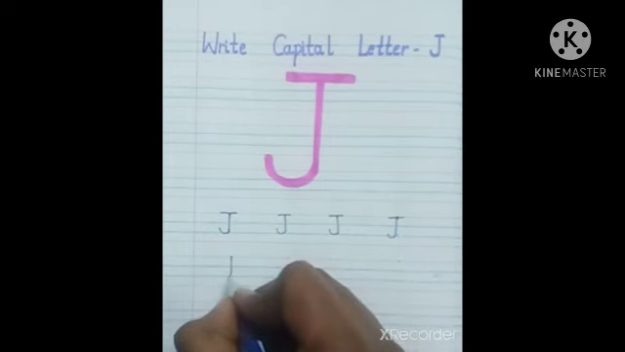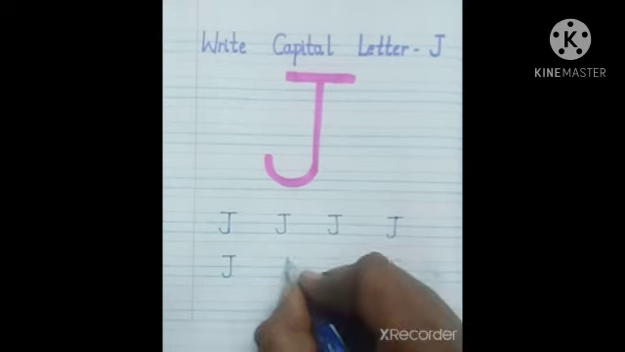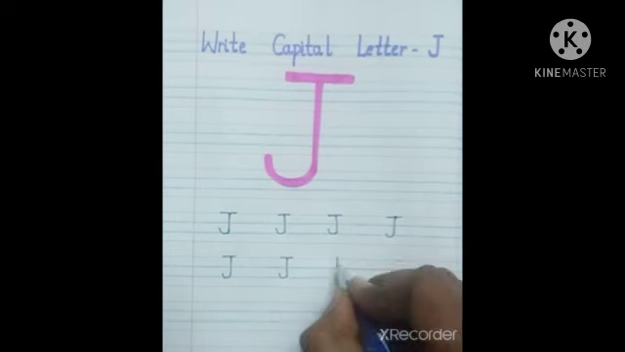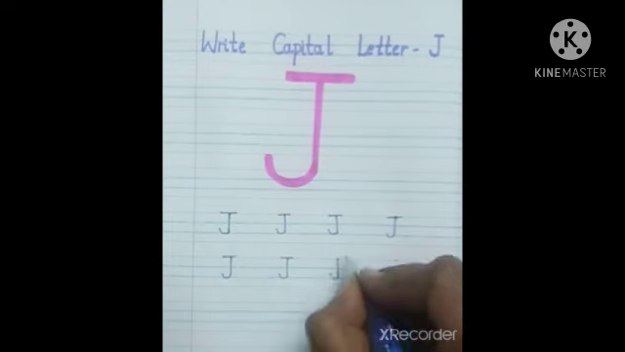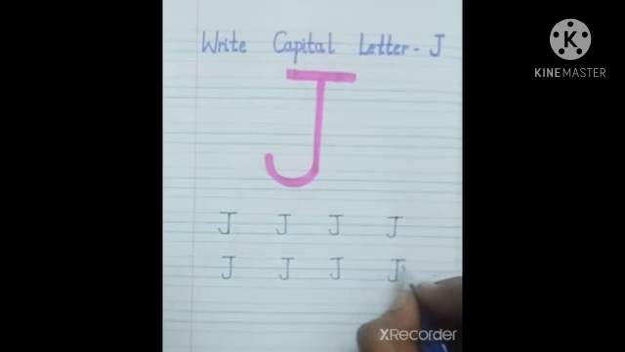Standing line, small curve towards left and draw one sleeping line to form capital letter J. Standing line, small curve, then small sleeping line to form capital letter J.